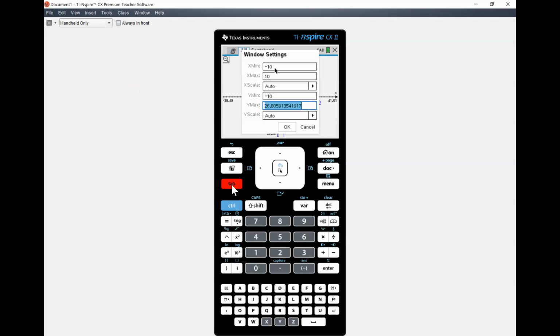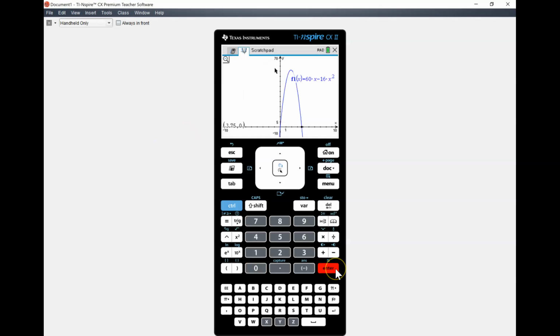Tab. Y max is how high should it all go, right? And so we have all these 60s and everything in our graph, right? So why don't we make this 70? It's a little bit of trial and error, and look at that. Look how nicely that looks, okay?